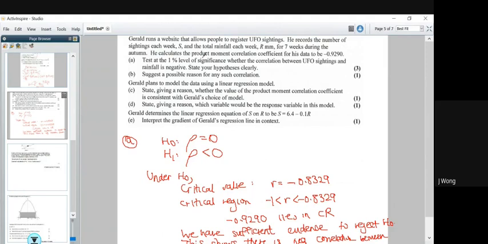So let me just give it a shot. Right. For parts B to E, these are all 1 markers, so these are all explanation questions. I'm just going to talk about it verbally.